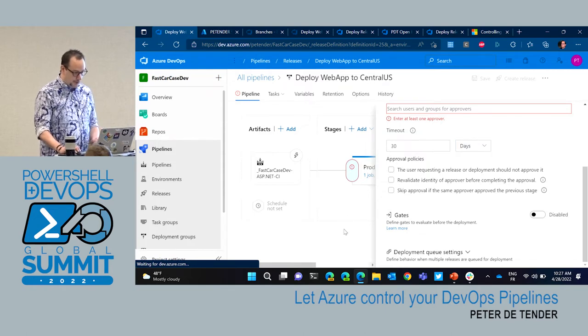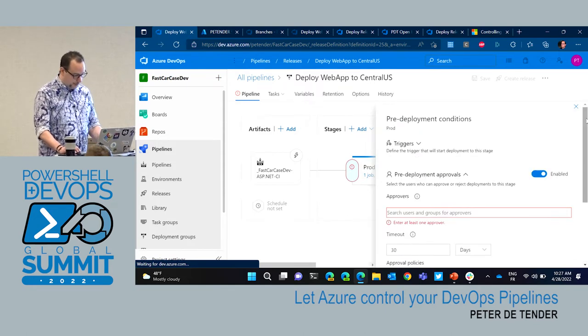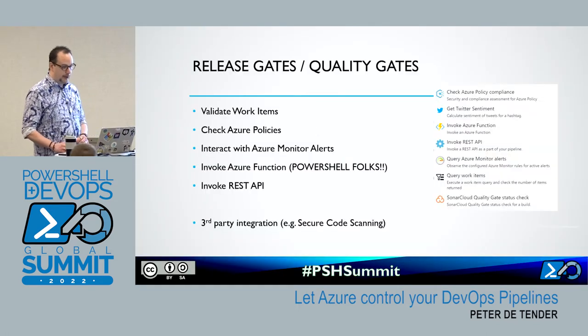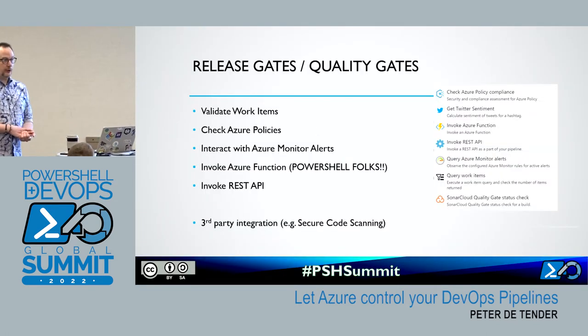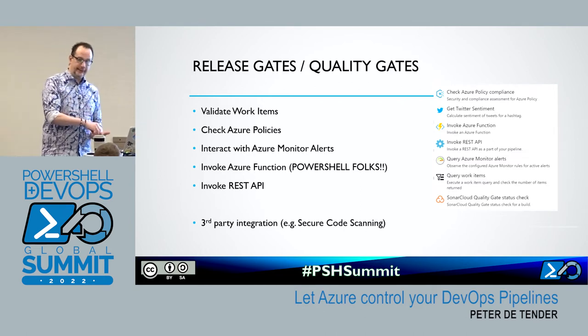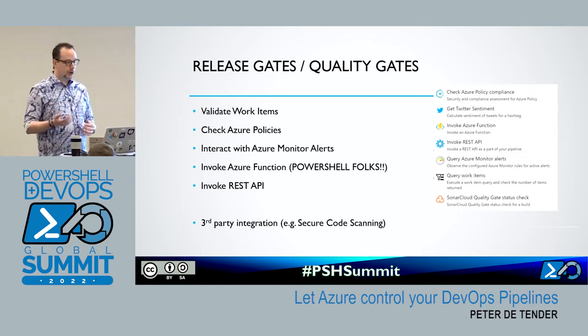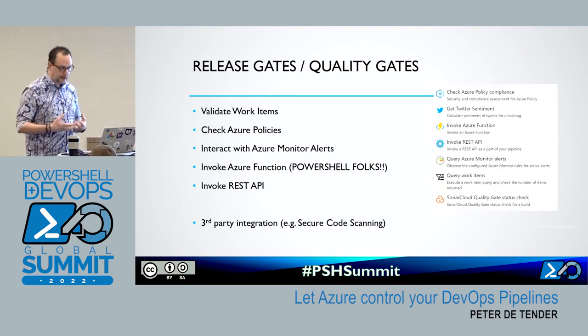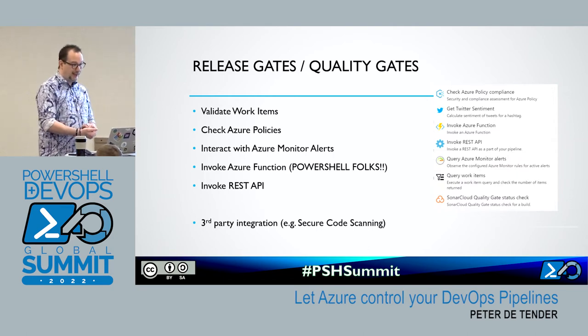Good. So that's the approval part. Let me know if you got any questions or want to see anything else. Otherwise, we're going to move on to Azure DevOps specific release gates, where again, other DevOps tools are typically calling it quality gates. What you're going to do is validating, confirming, maybe instating the quality of your pipelines.